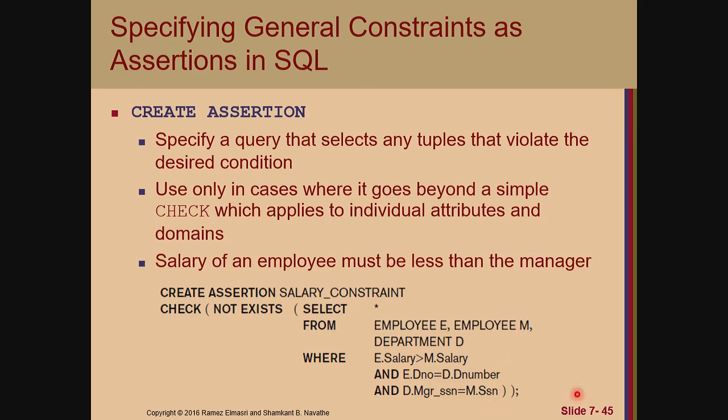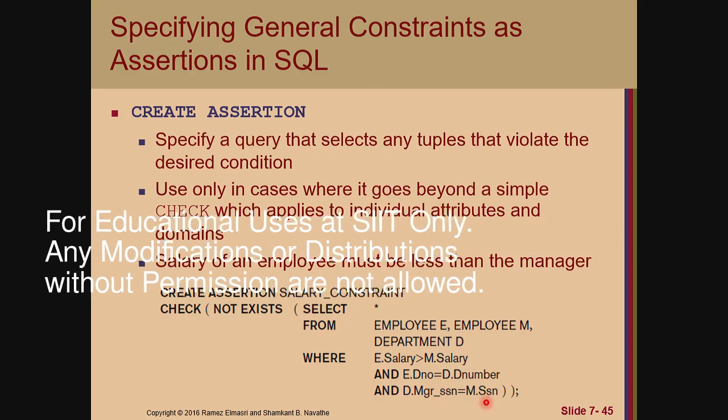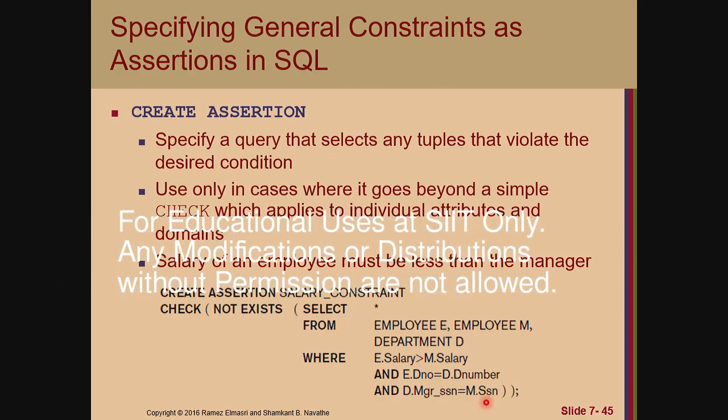Is that correct? So from D, we check just from the table. We check just the manager, right? We check just the manager, equal to MSSN. Why is this one needed?